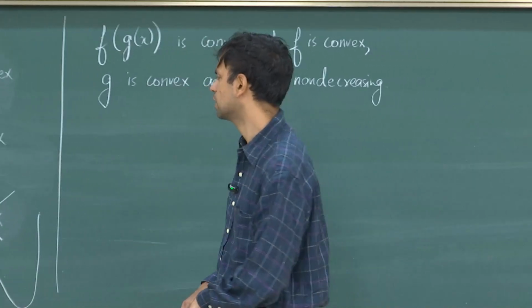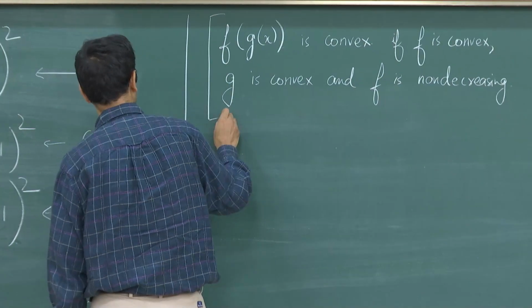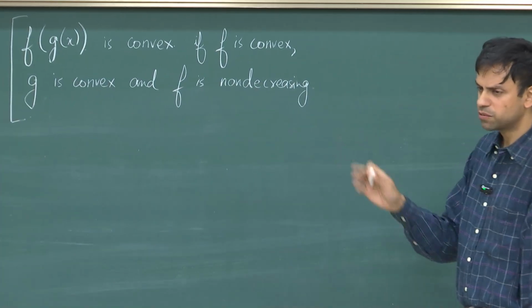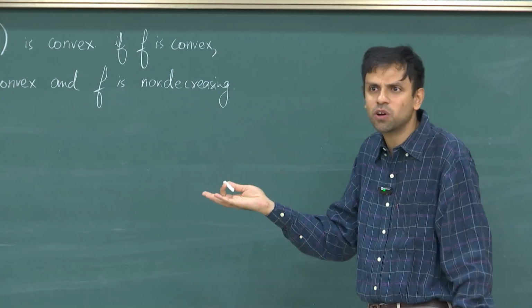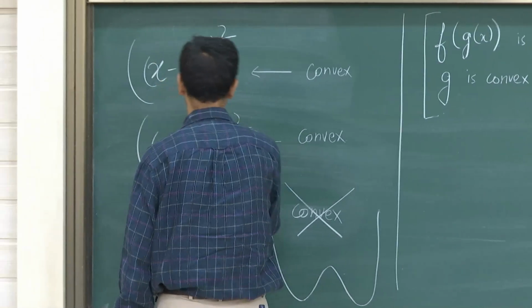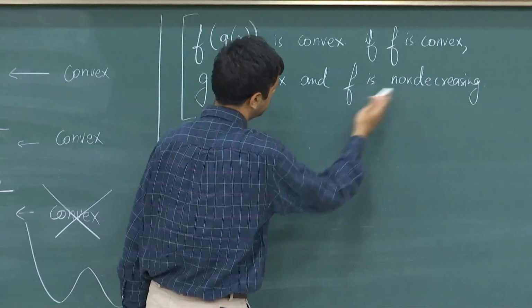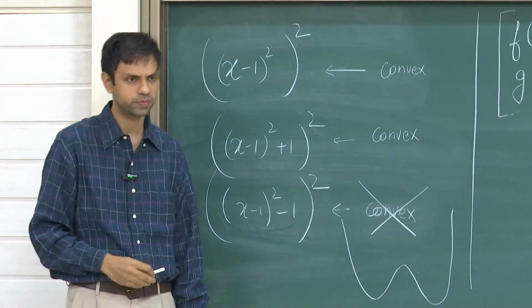So this rule is somewhat useful, but this is not an if and only if condition. So if this rule is violated, things may still be convex. So, for example, this particular function does not satisfy all the requirements, but still it is convex.